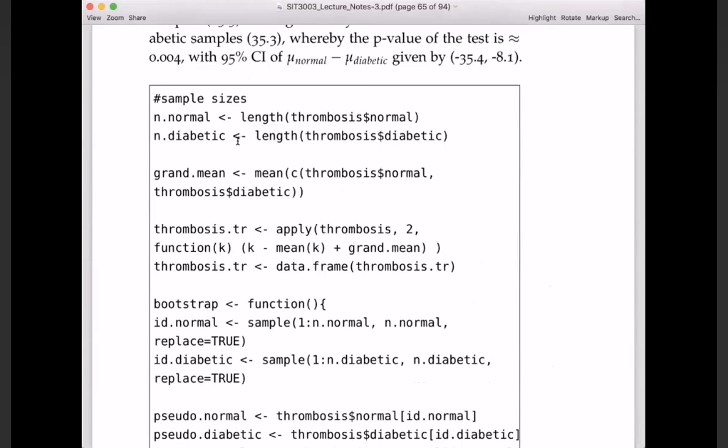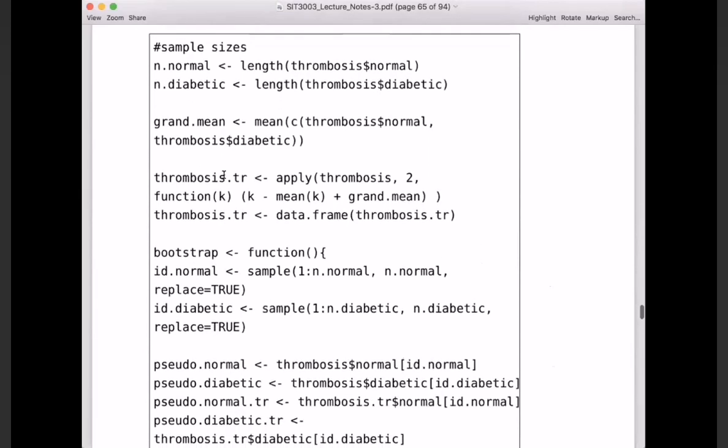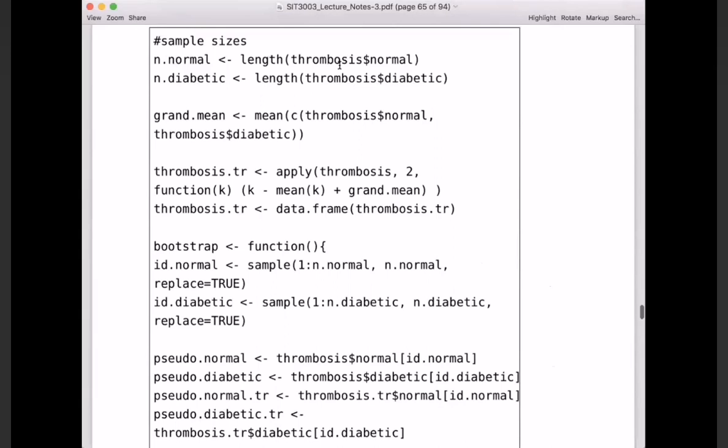Okay. Now here is an execution using bootstrapping. All right. So let me show you. Here you have the sample sizes, right? So you extracted the thrombosis data, the length of thrombosis$normal. The $ extracts the variable. Then this is the grand mean, right? The grand mean is the mean of the two groups of data. And then this is a transformation, right? The data is arranged in 2 columns, so you go by column. So apply thrombosis, go by column. 2 means column, 1 means by row.